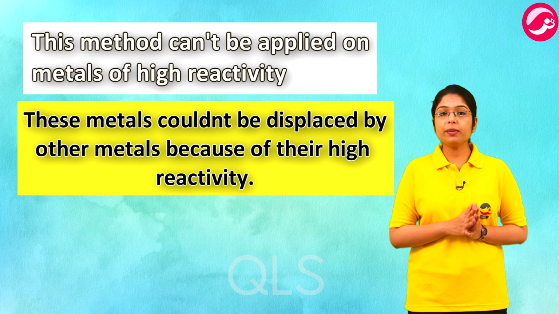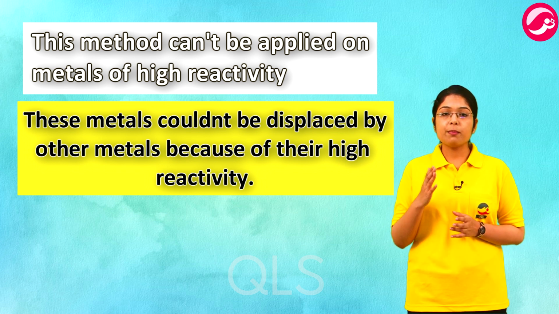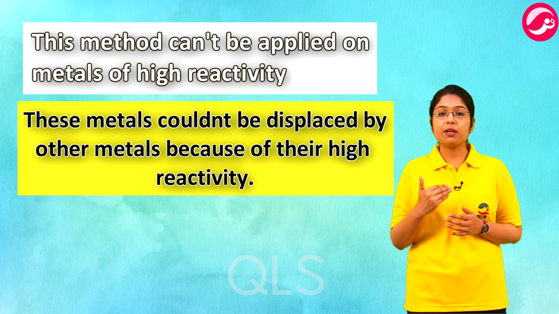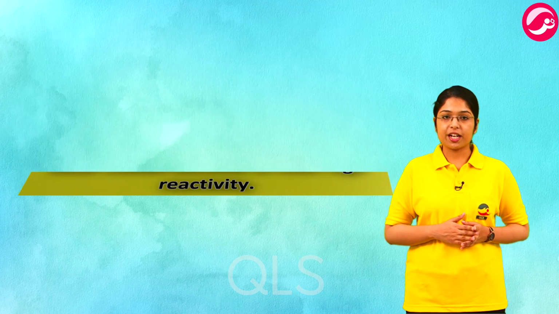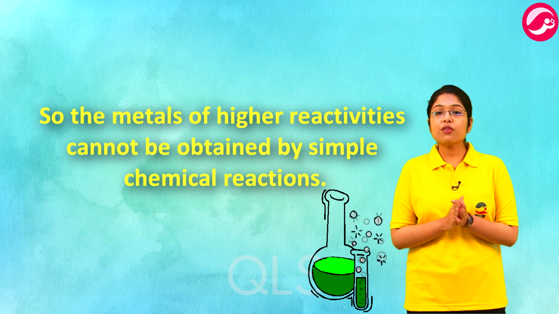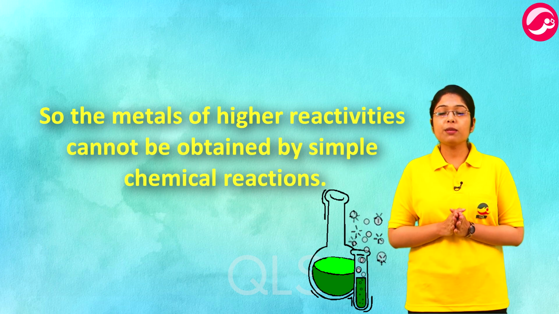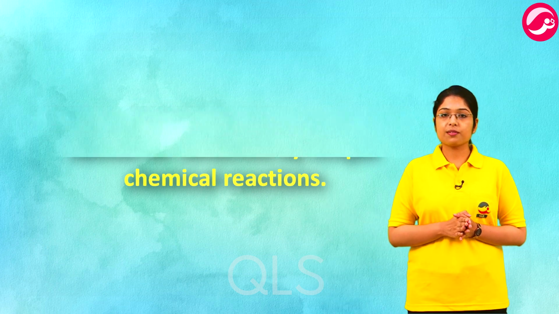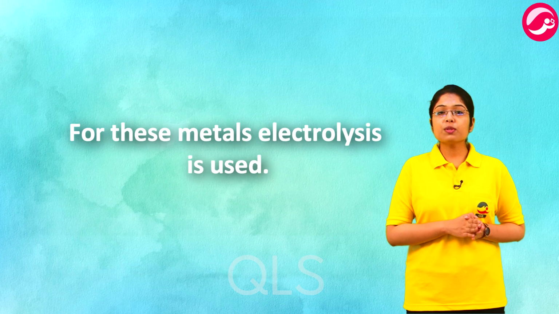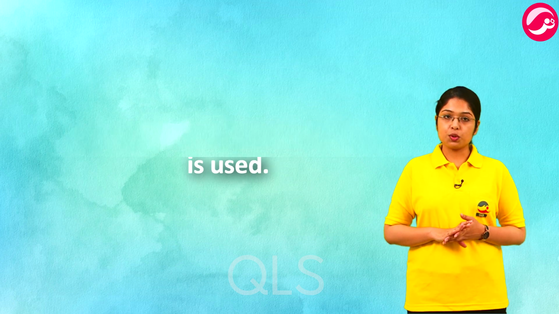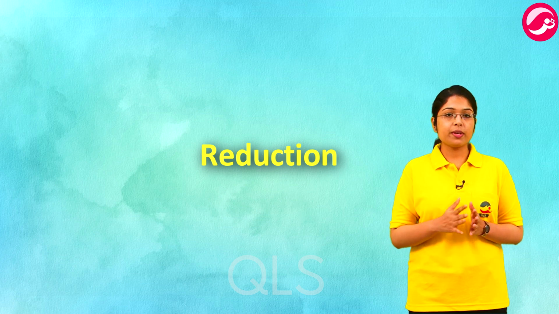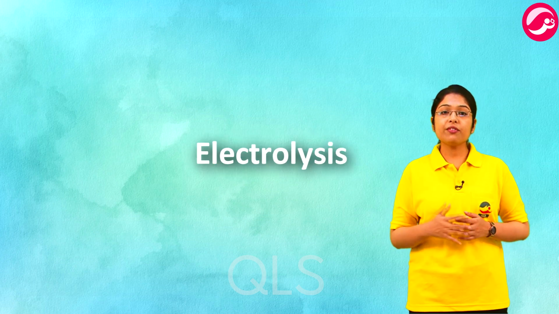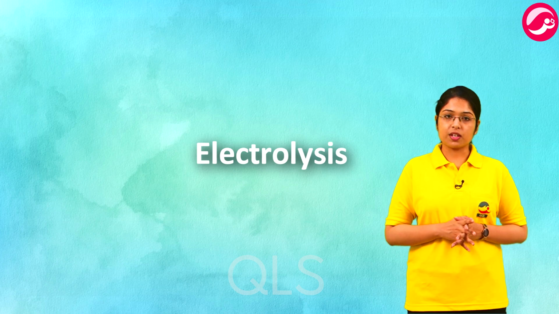These metals couldn't be displaced by other metals because of their high reactivity. हमेशा जो lower reactivity वाले metals है वही displaced होते हैं by the metals of higher reactivity. So, the metals of higher reactivities cannot be obtained by simple chemical reactions. For those metals, electrolysis is used. Low and intermediate reactivity metals के लिए हम reduction method use कर रहे थे. अब high reactivity metals के लिए हम इलेक्ट्रोलिसिस यूज़ करेंगे.